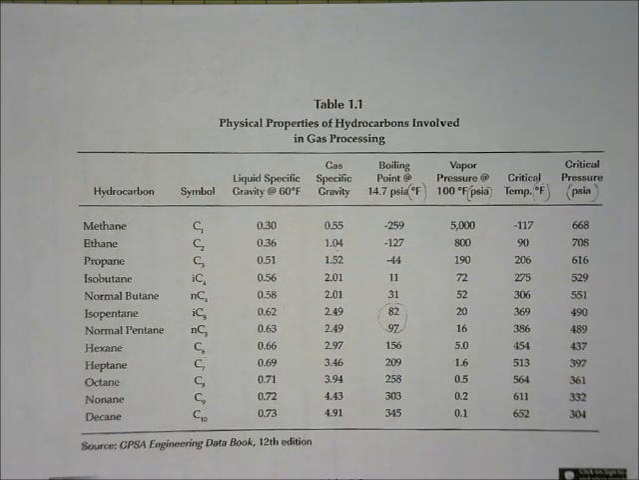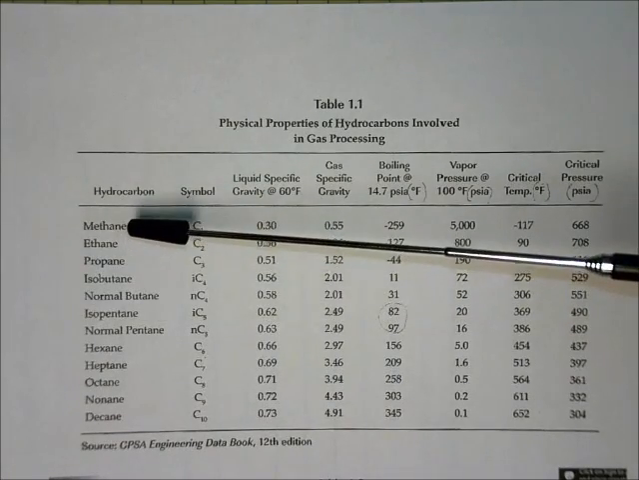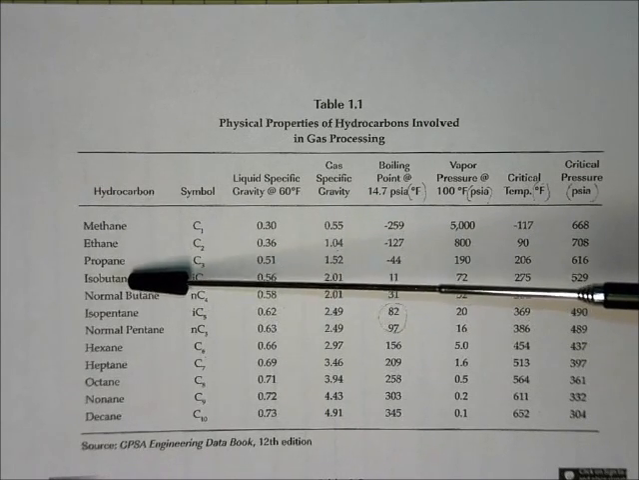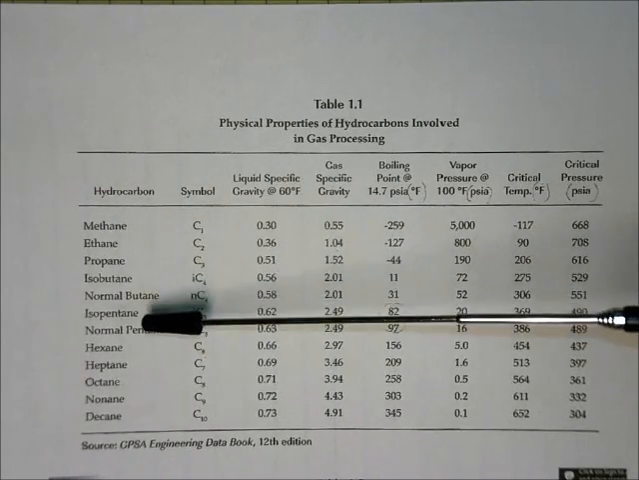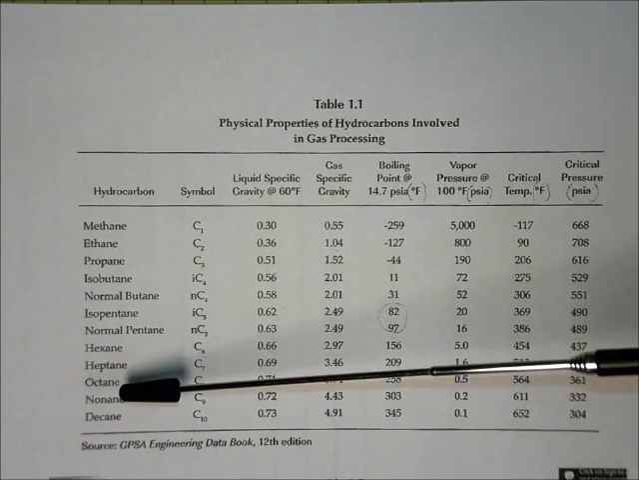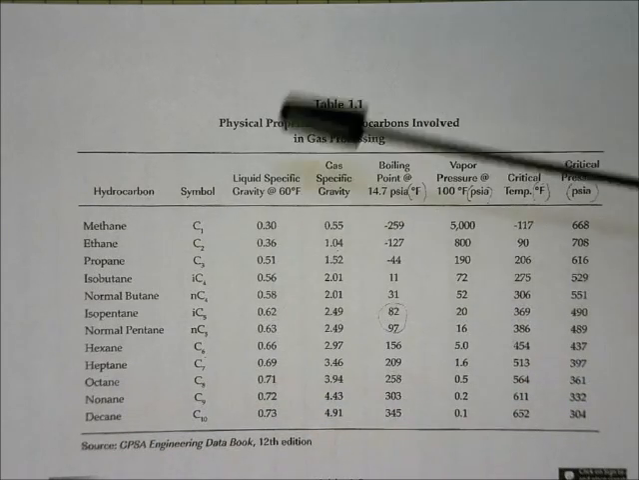You'll recognize some of these names. Some of the names might be kind of strange to you. Methane, ethane, propane. There's two kinds of butane, isobutane and normal butane. You also have isopentane and normal pentane, hexane, heptane, octane, nonane, decane.